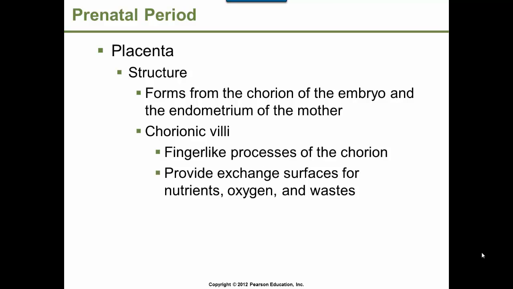The placenta is fully developed by the 3rd month of pregnancy. It forms from the chorion of the embryo and the endometrium of the mother where the embryo implanted. The chorionic villi are the finger-like processes of the chorion. These provide the exchange services for nutrients, oxygen, and waste. It anchors the embryonic portion of the placenta to the maternal tissue.